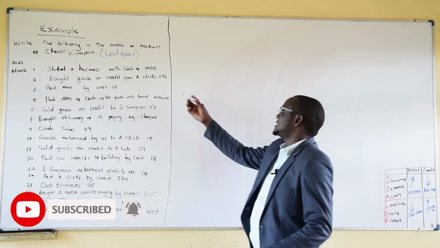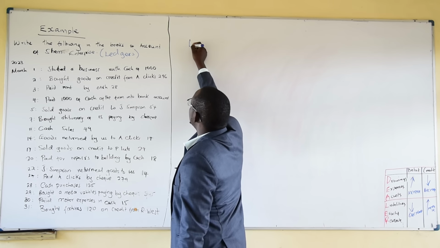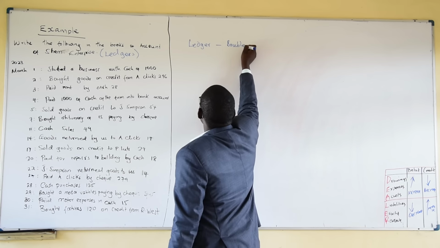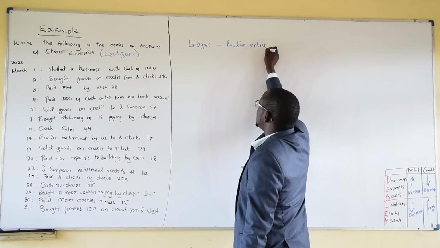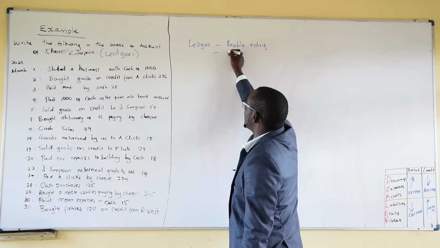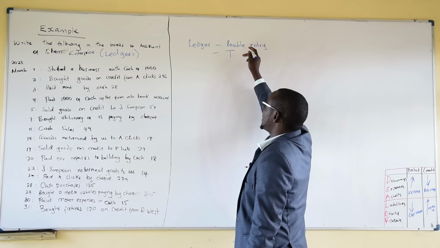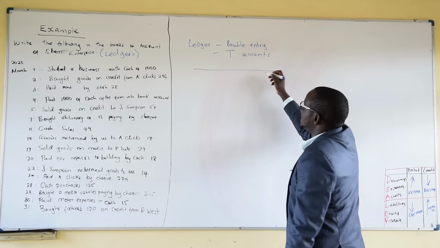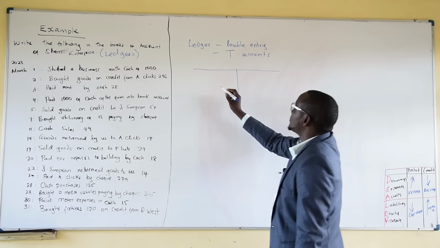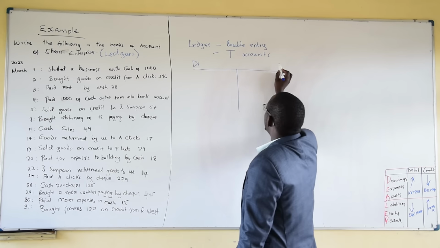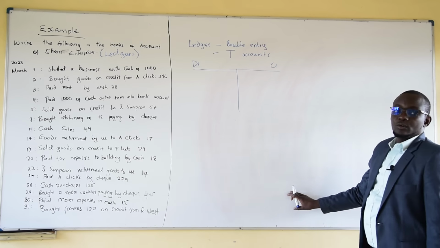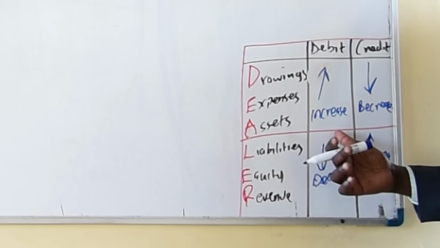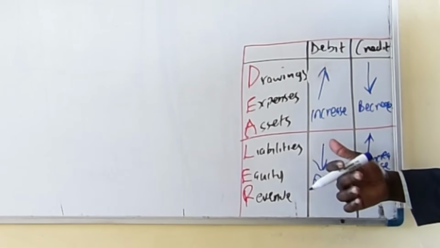First I would want to explain what a ledger is. Ledgers are used to record double entry. Ledgers were formerly called T accounts, because ledgers take the form of a capital T like this. Then we usually have a debit and a credit. We shall use these ledgers to apply the double entry principle.